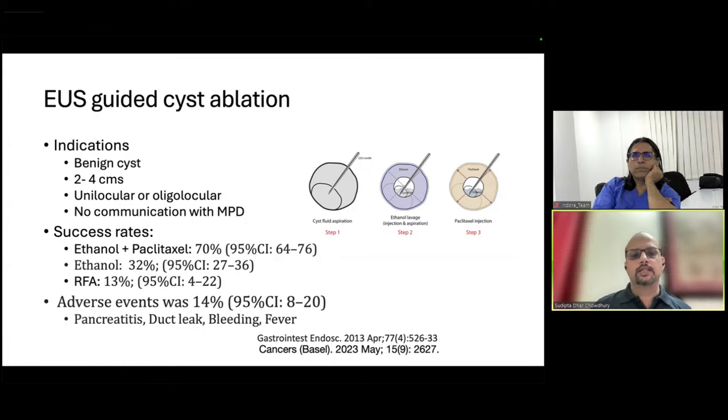The success rate of this has been highest with ethanol and paclitaxel, to the tune of 70%, ethanol alone 32%, but RFA has had a poor success rate. The adverse events in this procedure are high, to the tune of 14%, and the more common ones include pancreatitis, intracystic bleeding, ductal leak, and fever. So this is still an area of active investigation and not currently considered a standard of care.